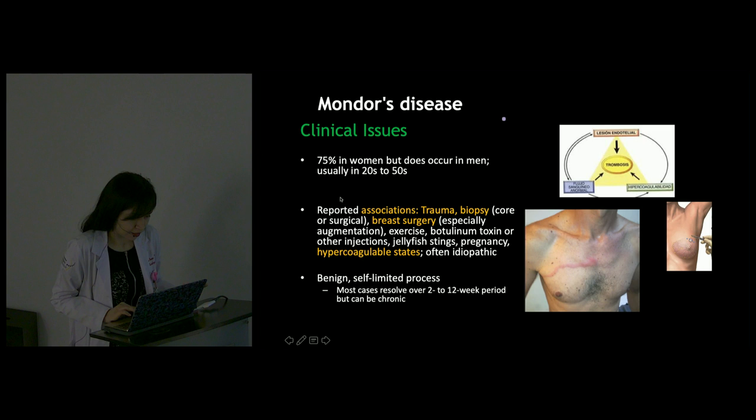The associations with this disease are trauma, biopsy, breast surgery, exercise, botulinum toxin or oral injection, and hypercoagulable status. This pathology presents in 75% of women, but does occur in men, usually in their 20s to 50s.